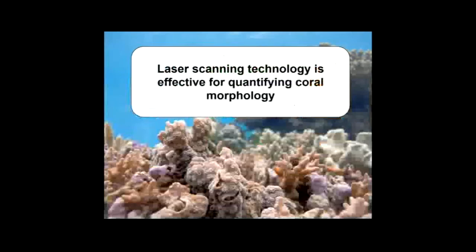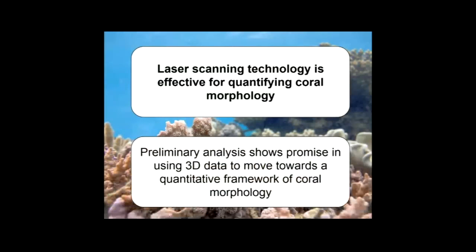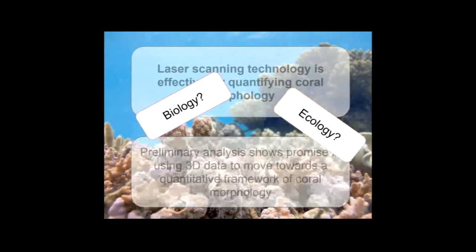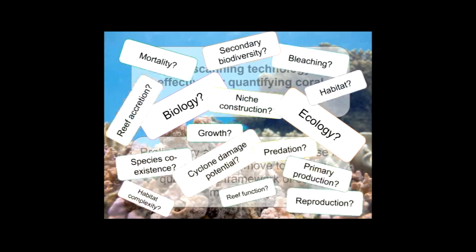And so I guess in conclusion what I'd like to say is that laser scanning technology is an effective tool for quantifying colony morphology. And even very preliminary analysis is showing real promise in using this three-dimensional data to move towards this quantitative framework of colony morphology. And for myself, the next step is to take these morphological data, and then apply them to real-world questions of biology and ecology related to coral community structure. And these are some of the other ideas that I came up with, and I'm sure that many of you will have lots of ideas as well.